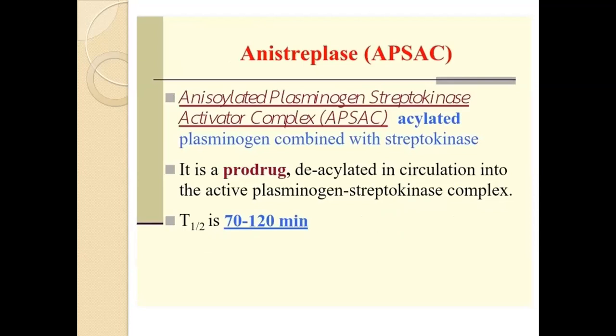So anistreplase, it is also called unisolated plasminogen streptokinase activator complex. Acylated plasminogen combined with streptokinase. It is a prodrug. Deacetylated in circulation into the active plasminogen streptokinase complex, and its T-half is 70 to 120 minutes.